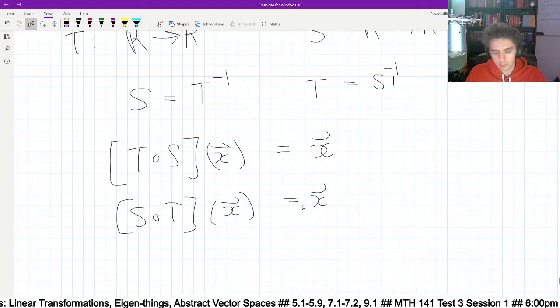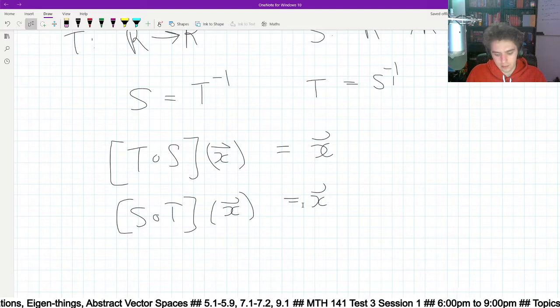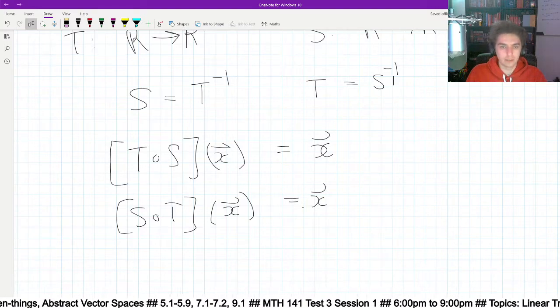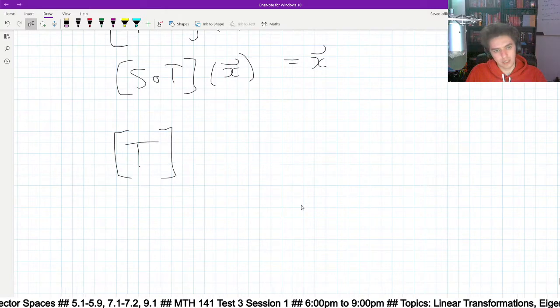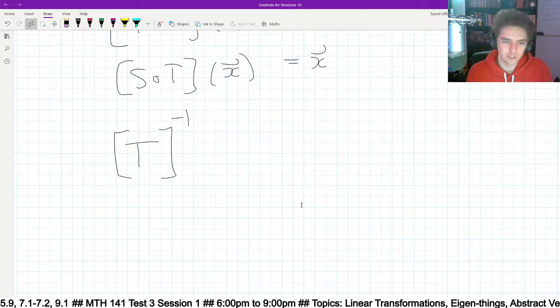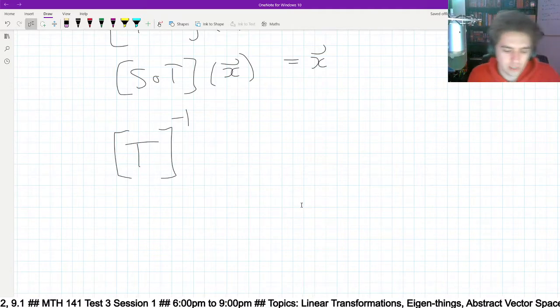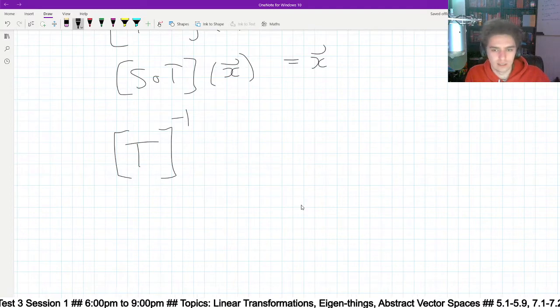Here's a few important points. If T is linear, then T inverse exists. And to calculate the matrix representation of T inverse, if you have the matrix representation of T, you just take the inverse of that. That's why we learn matrix inverses, right? There's other applications to it too, but that's what it actually is algebraically, really.